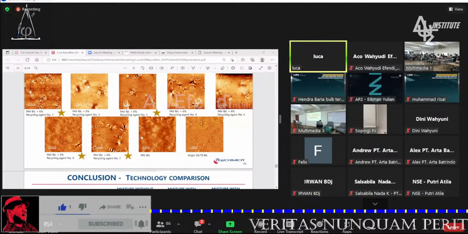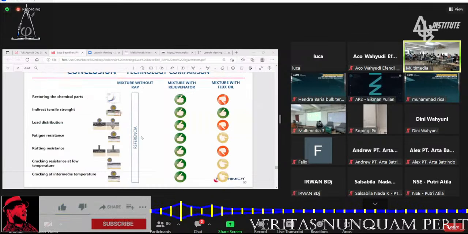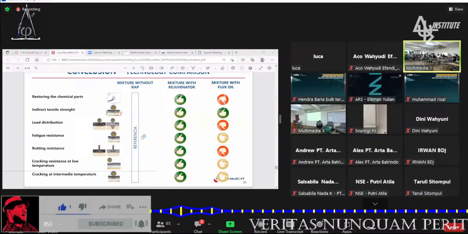Okay, thanks, Luca. And we have the second question here. Is it possible to use your rejuvenator product to modify the characteristic of natural bitumen? For instance, what we have here, Buton asphalt. Is it possible to make it softer or make it have similar properties to that of the neat-based bitumen?